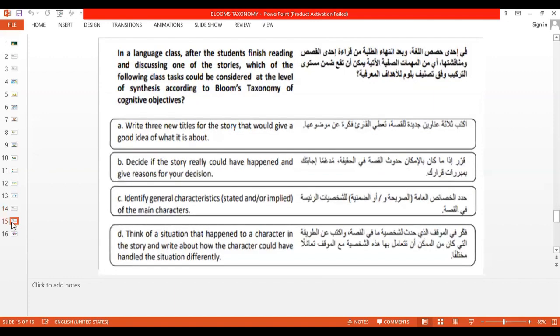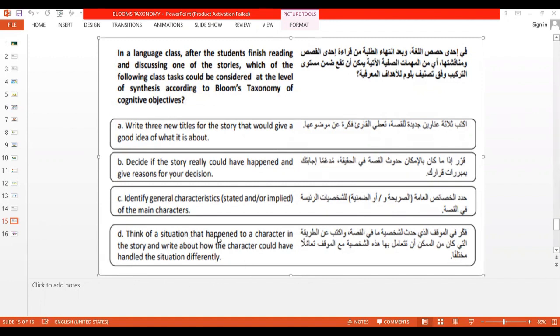Next, we will go to the next question. In a language class, after the students finish reading and discussing one of the stories, which of the following class tasks could be considered at the level of synthesis according to Bloom's taxonomy of cognitive objective? Synthesis means create in the new version of Bloom's taxonomy. Now let us discuss from option D.